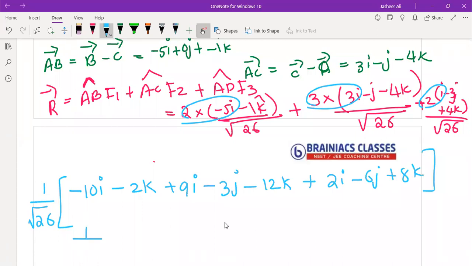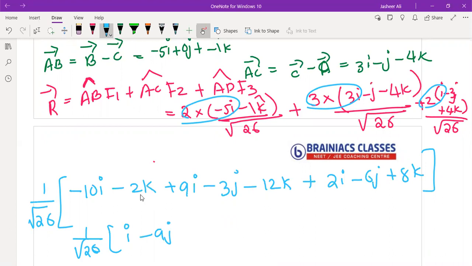So 1 by root 26 is common. What are the things that will come? Minus 10i plus 9i, how much will come? Minus i will come, and adding 2i we will get i. Now the j components have to be added. How many j components are here? Minus 3j, minus 6j. So it is minus 9j.